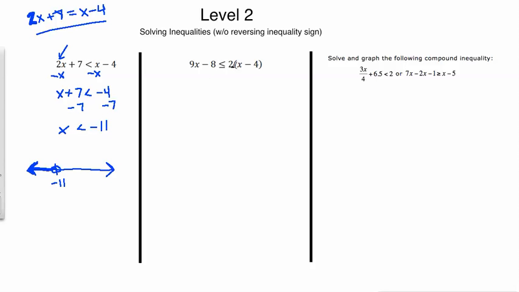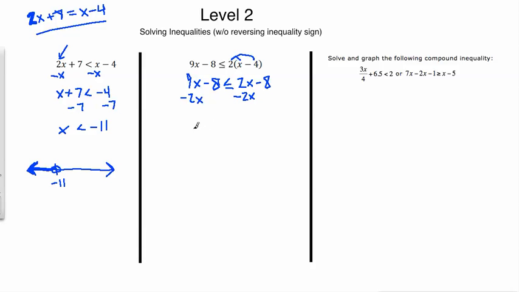Here it's a little more complicated, but again, the steps are basically the same as it would be if this was an equal sign. First we want to get rid of any parentheses. So 9x minus 8 is less than or equal to, distribute this, 2x minus 8. Now we want to bring the smaller of the x's over, so that's the 2x, so subtract 2x.